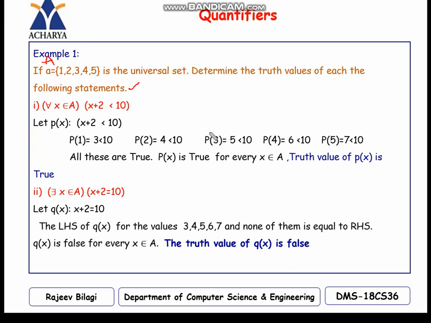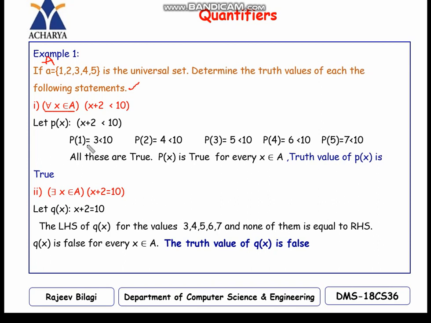Okay, how are we going to determine the truth value of a quantified statement? If you look at "for all x which belongs to A, x plus 2 is less than 10," I can write P of x as x plus 2 is less than 10. So every value of x that belongs to A, that is, if you substitute the values of x as 1, 2, 3, 4, 5, then what you get is P of x.